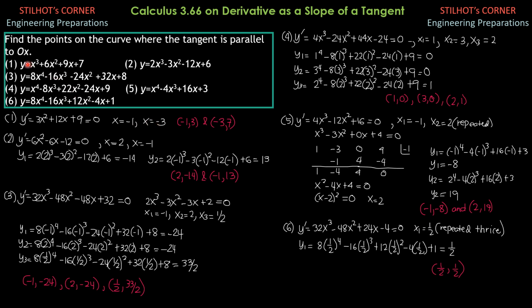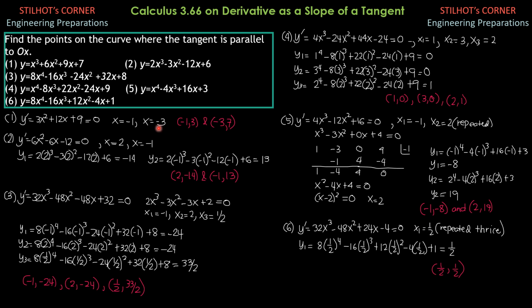When x is negative 1, substitute into the original equation. Negative 1 cubed is negative 1, plus 6 times negative 1 squared is positive 5, plus 9 times negative 1, negative 4, then plus 7. Negative 4 plus 7 is positive 3. So we have one point where the tangent is horizontal, negative 1 comma 3.